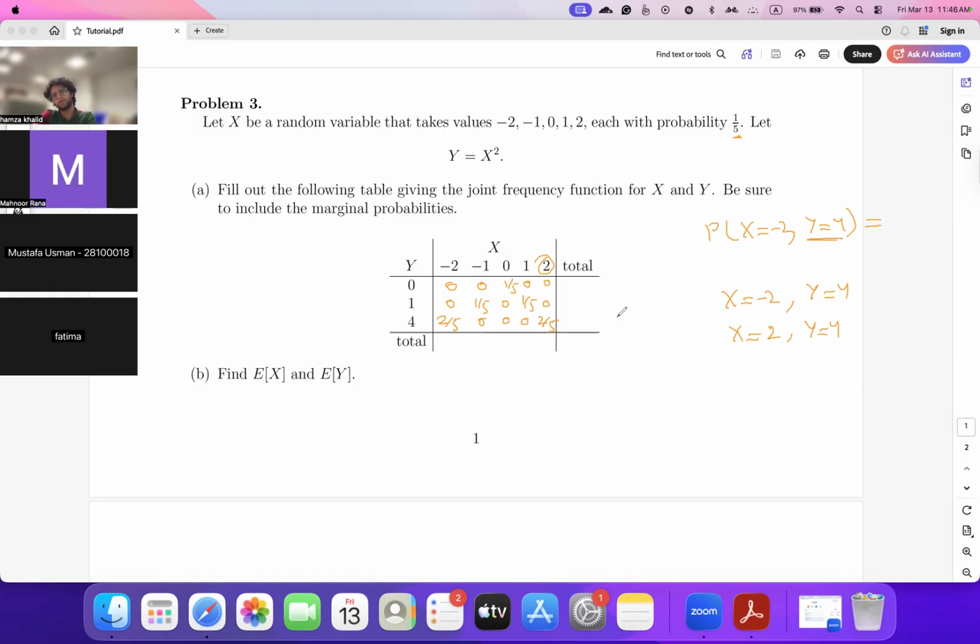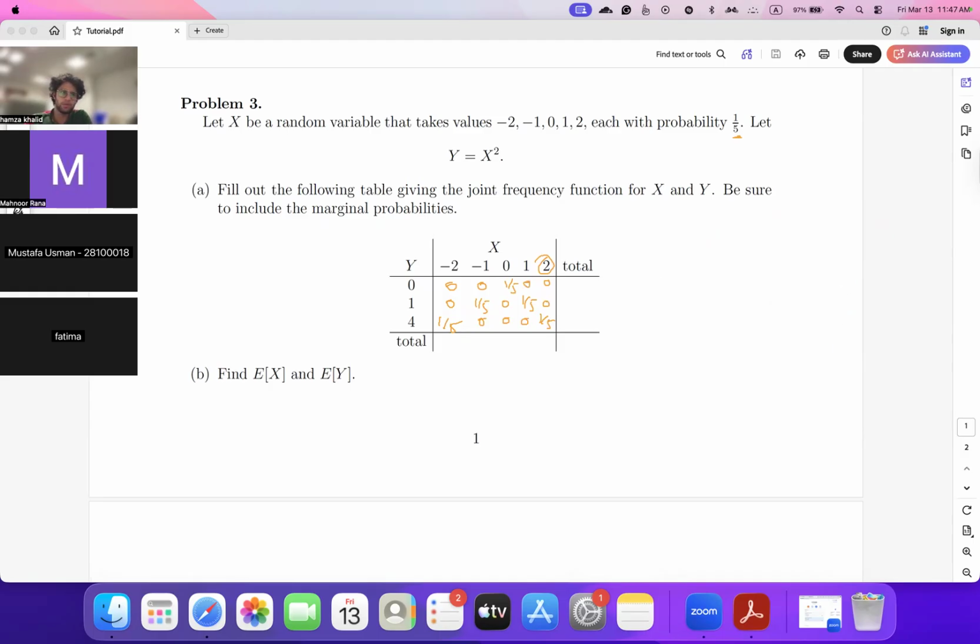Is that point clear? Sir, then in the y equals 1 row, shouldn't it be 2 by 5 and 2 by 5 under x equals minus 1? No, no. Hold on, I think I'm confusing something. Let me see. No, no, perfect. Sorry about that. This should be 1 by 5 and 1 by 5. Yeah. Okay.